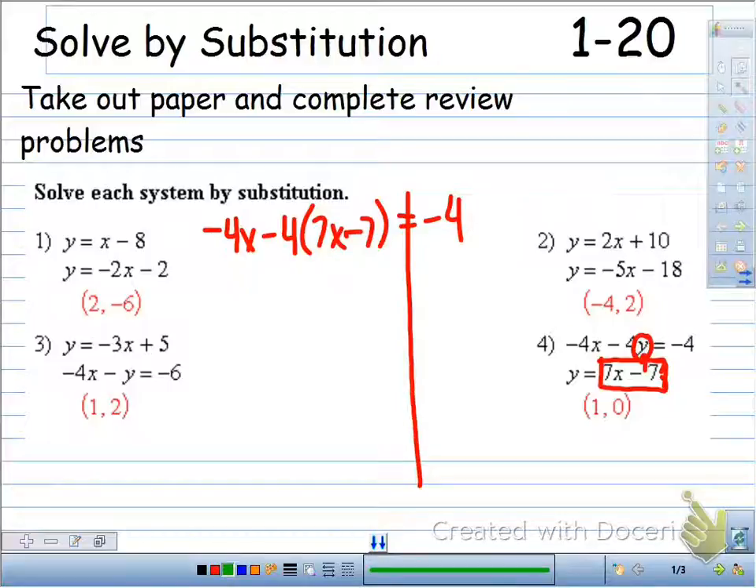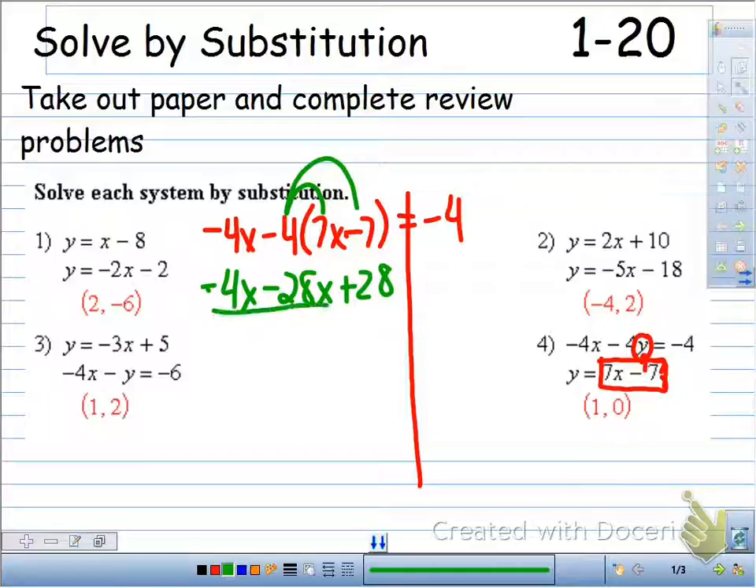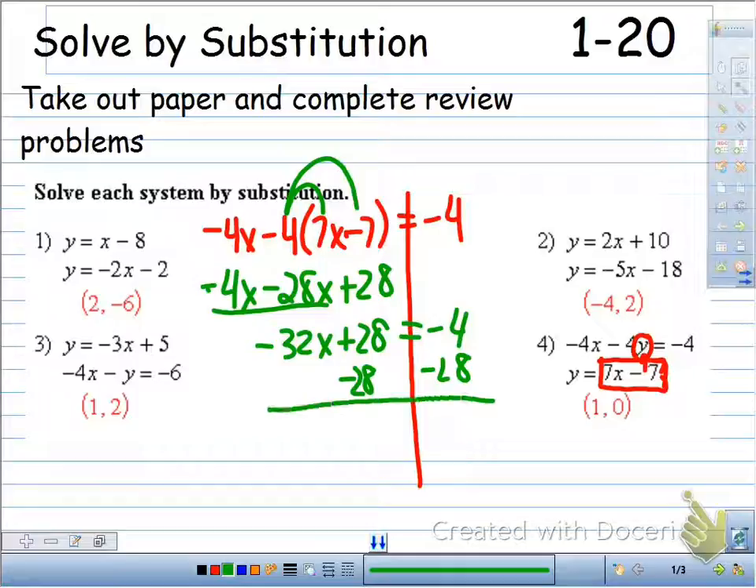That is a -4 there. So -4 times 7x is -28x. -4 times -7 is +28. Add my x's together. I get -32x plus 28. And then I solve my equation. -28 on both sides. Get -32x equals -32. Divide both sides by -32, and x is 1. So there's my x answer.